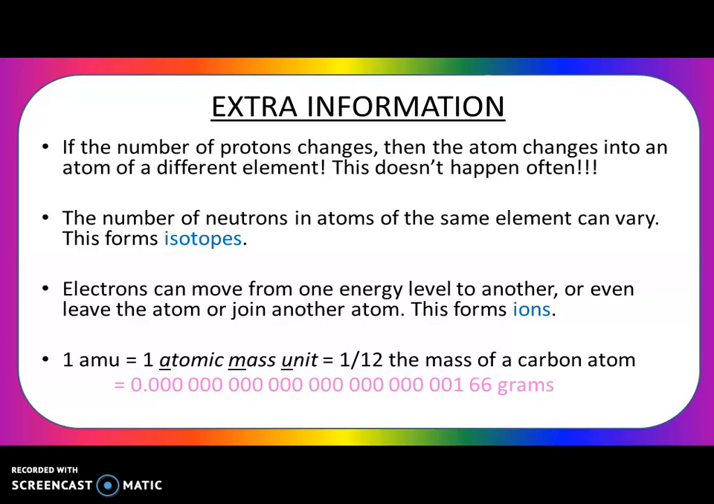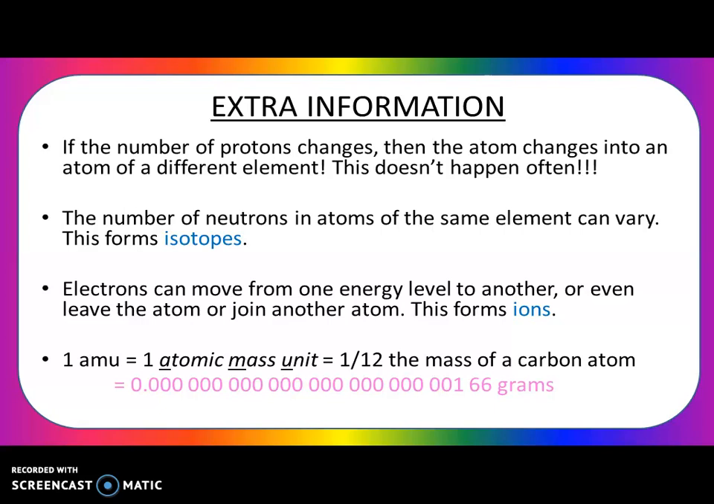The electrons can vary in the different atoms as well. Like I said before, if it's the same number of positive protons and negative electrons, the atom doesn't have a charge. But those electrons can actually move from one energy level to another. If they get really excited, they can jump up to higher energy levels. And if they lose some energy, they can jump back down to the lower energy levels. They can even gain so much energy that they can leave the atom and go join another atom.